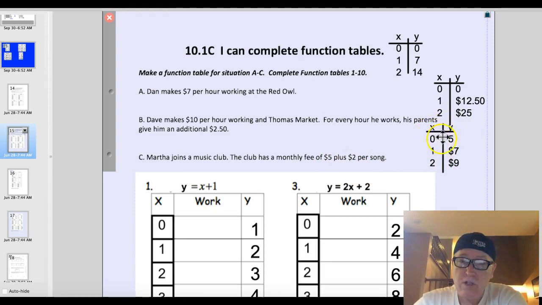Over here, Martha joins a music club that has a monthly fee of $5 plus $2 per song. So 0 songs are still going to cost her $5 for the monthly fee. 1 song is going to cost her $7. This one here is 2x plus 5. 2 times 1 plus 5. 2 times 2 plus 5.